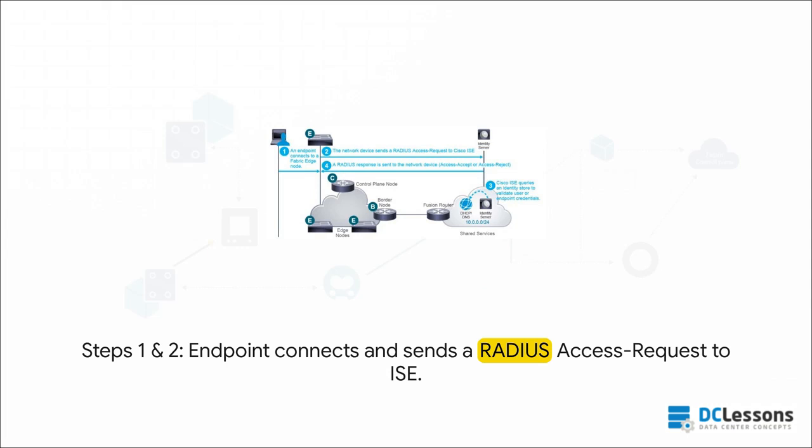It all kicks off the second our endpoint connects to a port on what's called a fabric edge node. Now, this isn't just any open port. It's configured for 802.1X, so it's basically a locked door. The edge node acts as the gatekeeper. The first thing it does is send out a RADIUS access request, a message that goes straight to Cisco ISE.